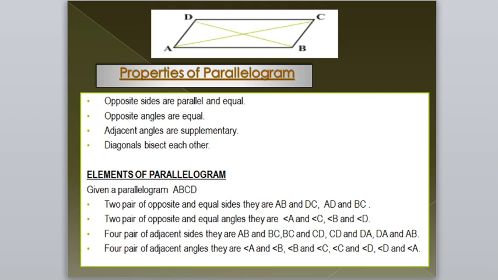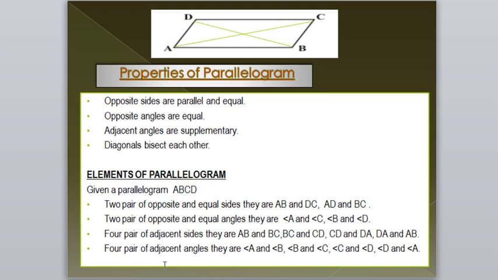Next is 4 pairs of adjacent sides. Here 4 pairs of adjacent sides are present in a parallelogram. The 4 pairs of adjacent sides are: AB is adjacent to BC, BC is adjacent to CD, CD is adjacent to DA, and DA is adjacent to AB. So these are the 4 pairs of adjacent sides of the parallelogram.